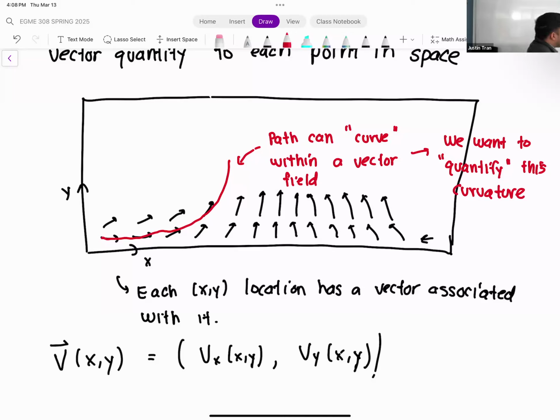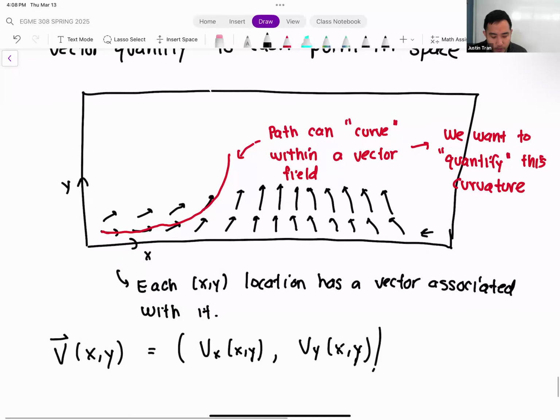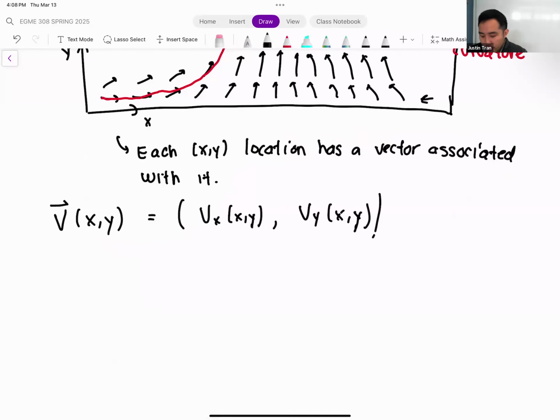So if you've taken fluid mechanics before, you've probably heard of the term vortex or vorticity, and those are often associated with curvatures within the velocity field of the fluid flow. Okay, so how do we do this? Mathematically, the way that we quantify this curvature is by taking the curl of the vector field.